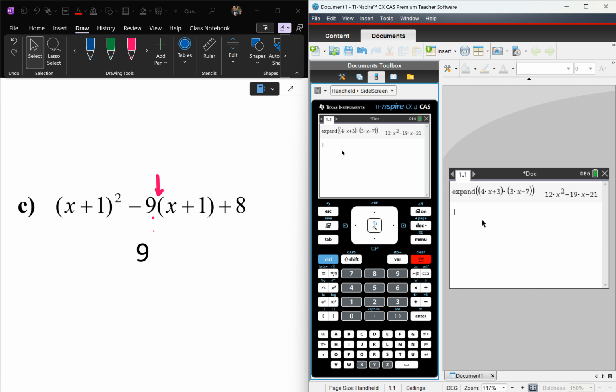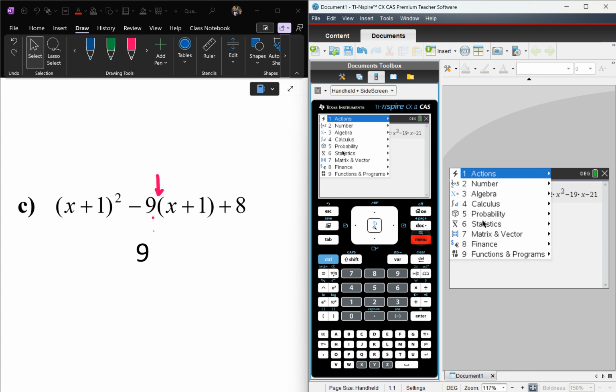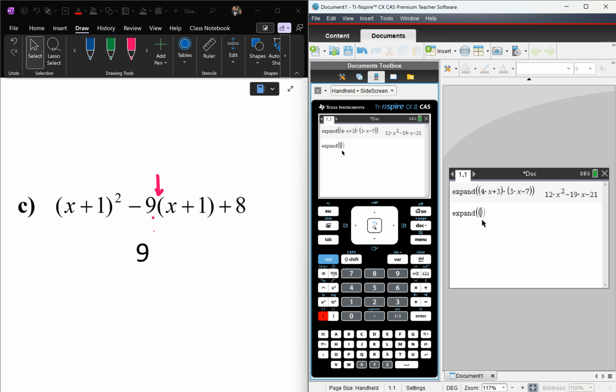Okay? So if I would do that one, I would do menu, 3, 3, open bracket, x plus 1, close brackets, and the square button's just next to the 4. So right over here, square. And then minus 9 times. So I put the times button in, open brackets, x plus 1, close brackets, plus 8. Okay, close brackets. And we get x squared minus 7x.